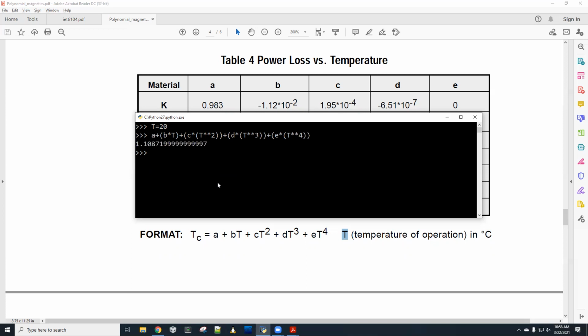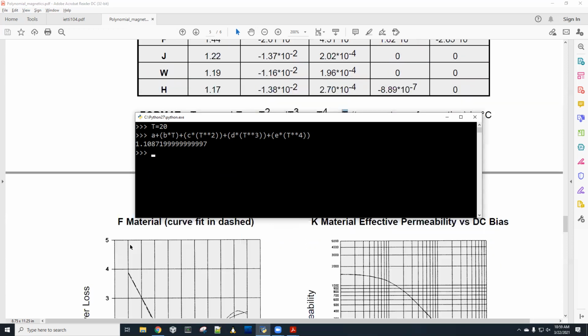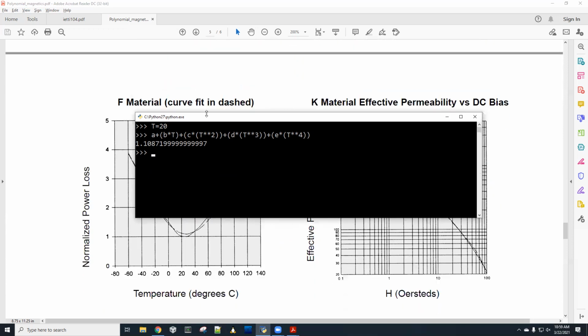And when we enter that with the value of T that we gave Python right here, T of 20, it tells us the power loss is 1.1087. Okay, well, let's scroll down here and see how that matches our curve.